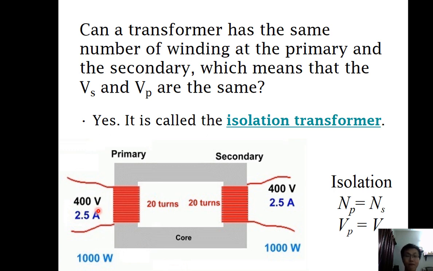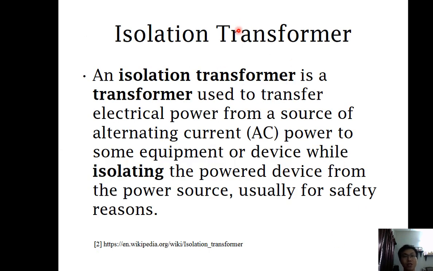So for example, here I have a primary side, 20 turns, 400 volt, 2.5 amp with 1000 watt. Secondary side will be the same, 20 turns, 400 volt, 2.5 amp, 1000 watt. And then for an isolation transformer, the number NP equals NS, VP equals VS. So what is an isolation transformer?